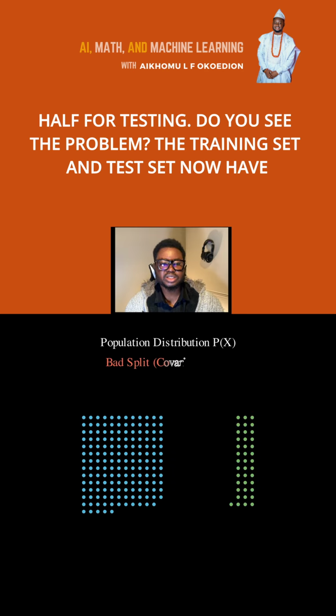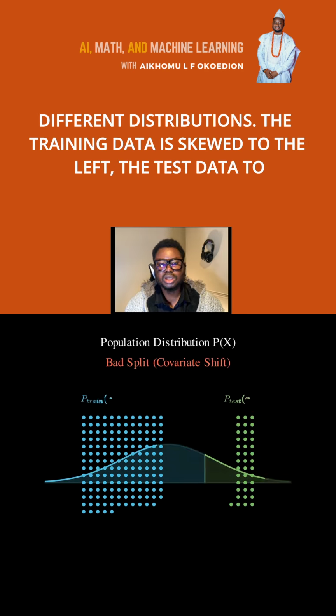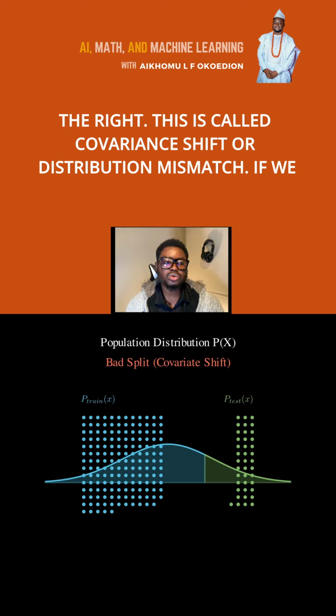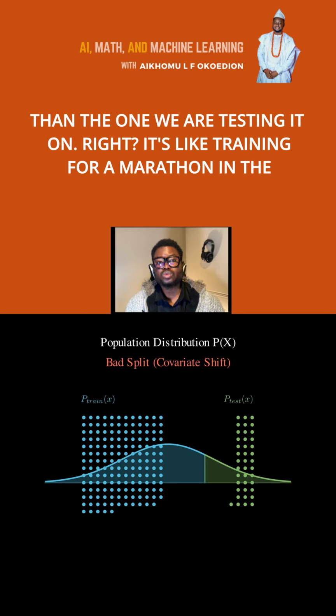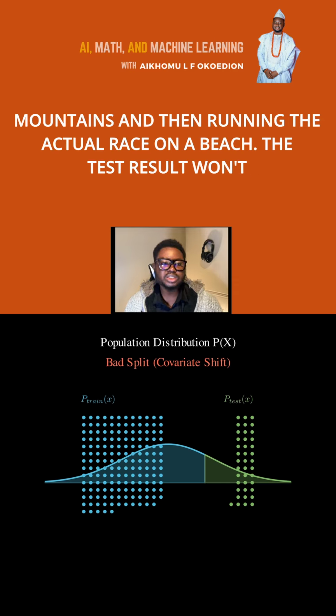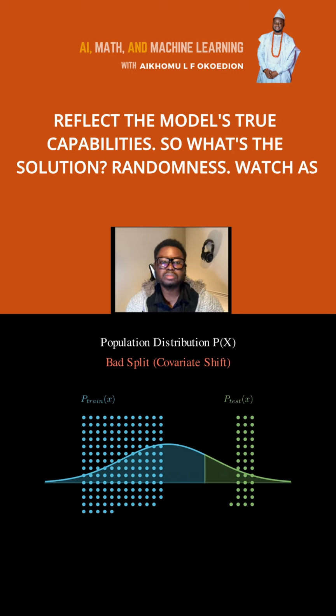The training set and test set now have different distributions. The training data is skewed to the left, the test data to the right. This is called covariate shift or distribution mismatch. If we train a model on the left side data, we're teaching it about a different world than the one we're testing it on. Right? It's like training for a marathon in the mountains and then running the actual race on a flat road. The test result won't reflect the model's true capabilities.